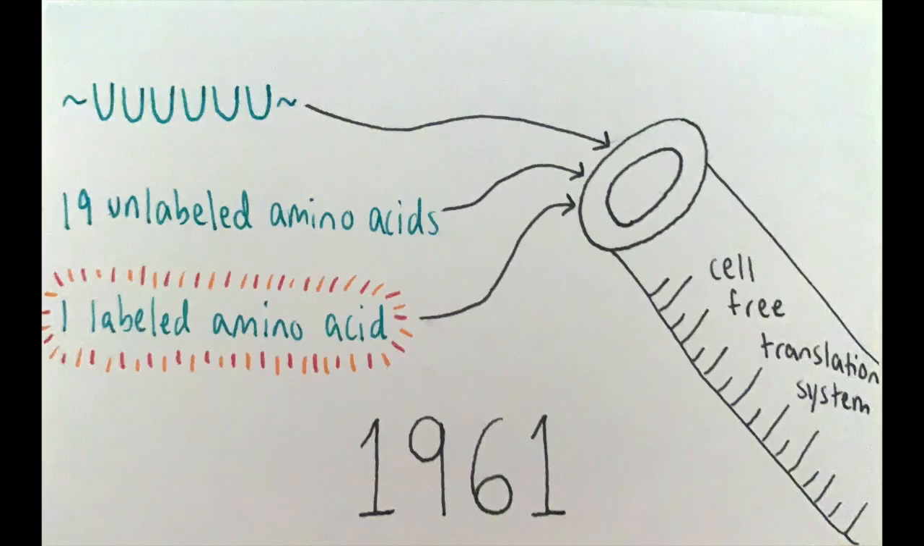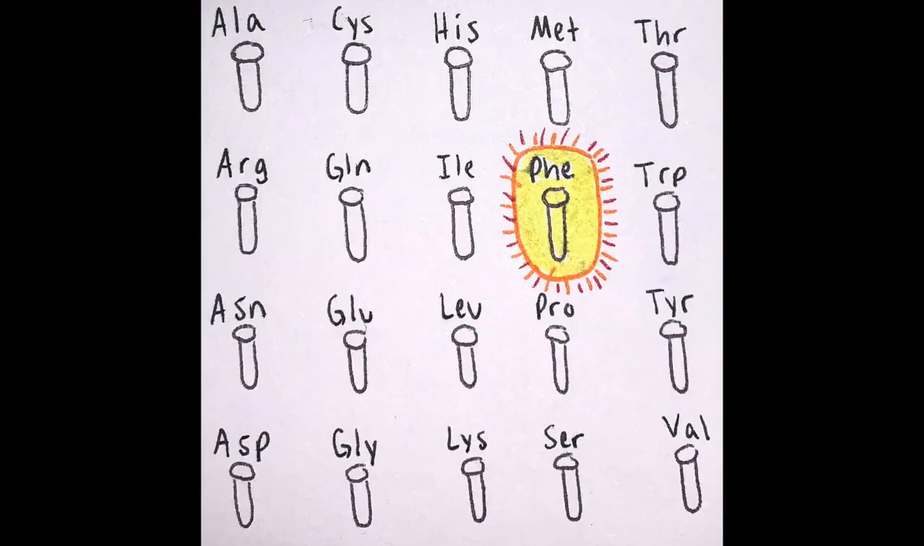In 1961, Nirenberg and Matthaei conducted an experiment where they mixed together poly-U messenger RNA, this is essentially a chain of uracil nucleotides, with the 19 amino acids and 1 radioactively labeled amino acid in a cell-free translation system. 20 test tubes were made for each amino acid to get radioactively labeled. After filtration, the protein produced in each test tube was tested for radioactivity.